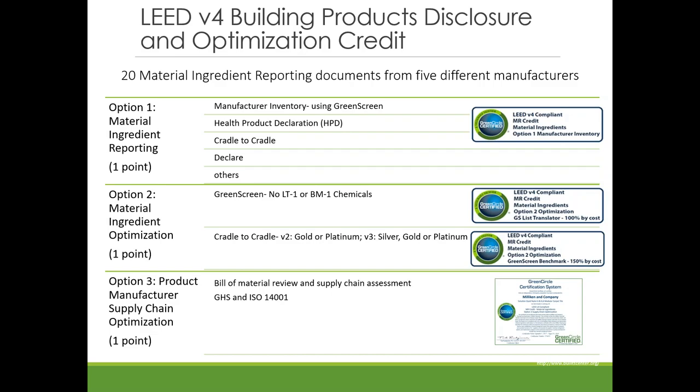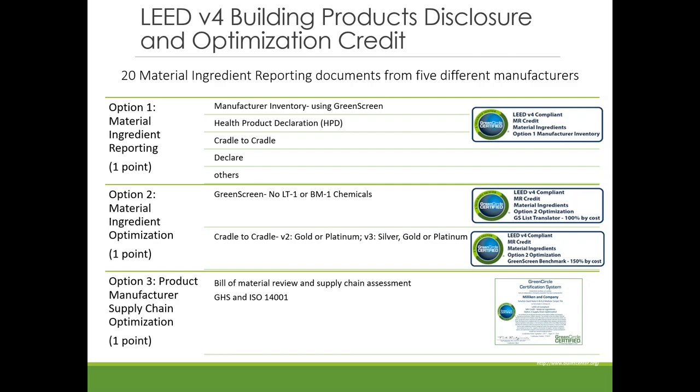Under option 2, the material ingredient optimization, that has been refined in LEED v4.1 now. That does provide additional credits for companies and product manufacturers that have been third-party verified for their HPDs, Declares, or manufacturers' inventories. And there's also an option called option 3 within v4, which I'm going to talk about. Which was done, we actually did a certification for that under a pilot certification for Milliken, and we'll chat about that in a minute.